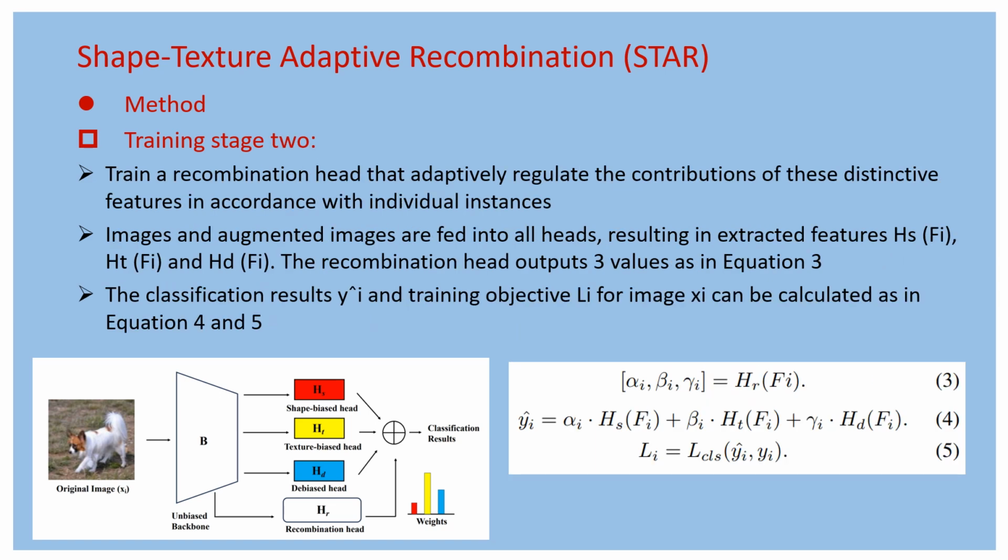In training stage 2, the recombination head HR is designed to adaptively adjust the contributions of these distinctive features in accordance with each instance. Notably, images and augmented images are fed into all heads, resulting in extracted features HSFI, HTFI, and HDFI. The recombination head outputs 3 values as in equation 3, and the final prediction is a convex combination of the predictions from the specialized heads with weights from the recombination head. The classification results Y and training objective L for image X can be calculated as in equations 4 and 5.